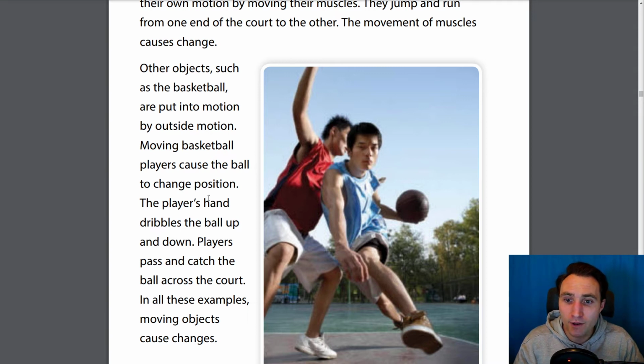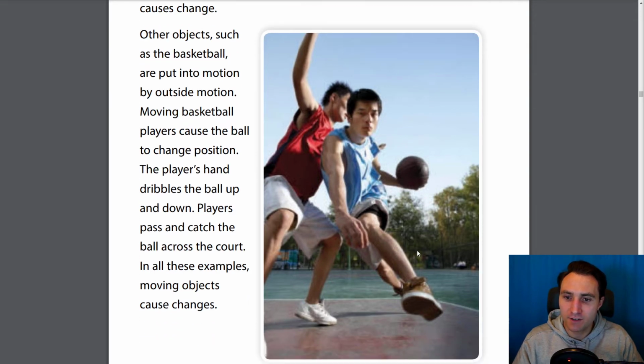So moving basketball players cause the ball to change position. The player's hand dribbles the ball up and down. So if we look at the picture, his left hand right here looks like he's kind of scooping the ball, which I don't think is allowed, but his hand is moving the ball and he's going to push it down to the ground and the ball will change positions. So players pass and catch the ball across the court. In all these examples, moving objects cause changes.